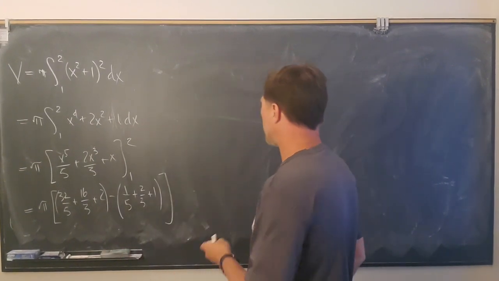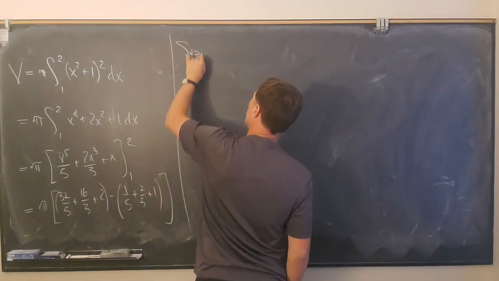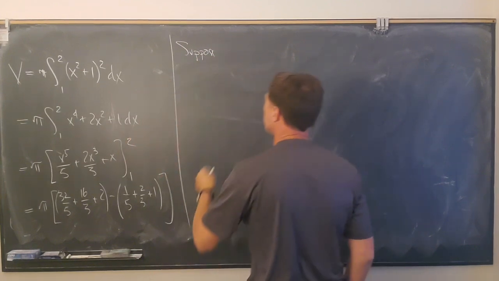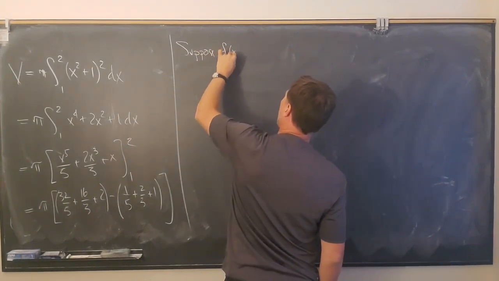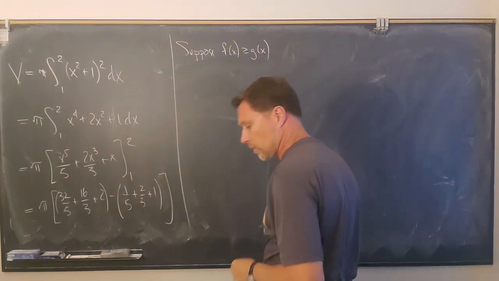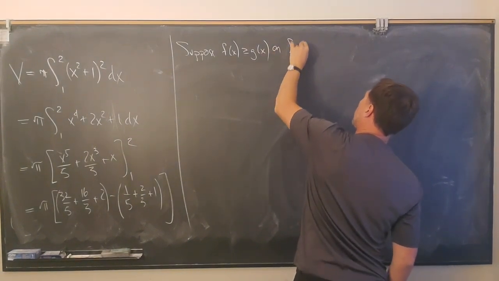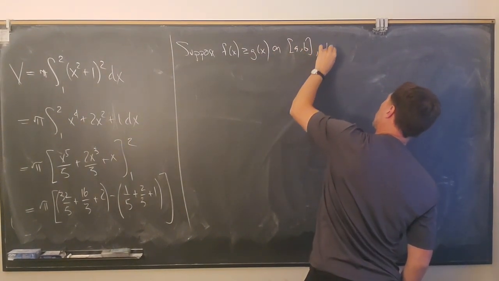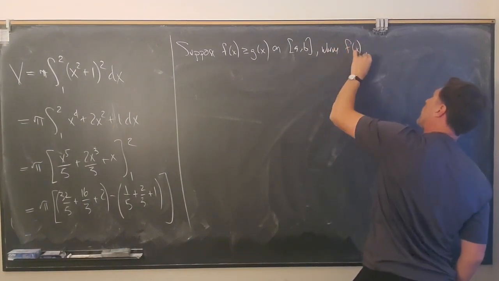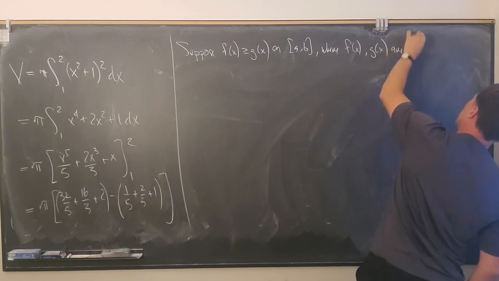Now what I'd like to do is generalize this. So suppose we have a couple of functions, f of x greater than or equal to g of x on the interval from a to b, where both functions, f of x and g of x, are continuous.